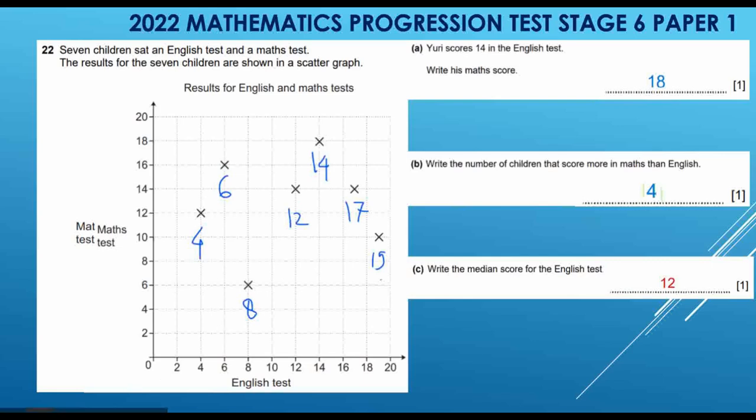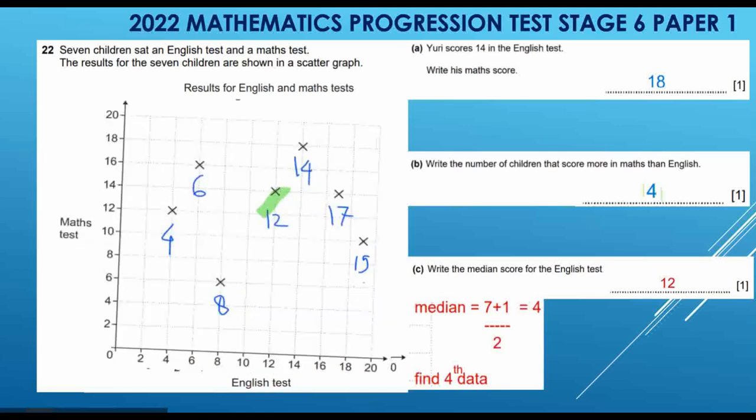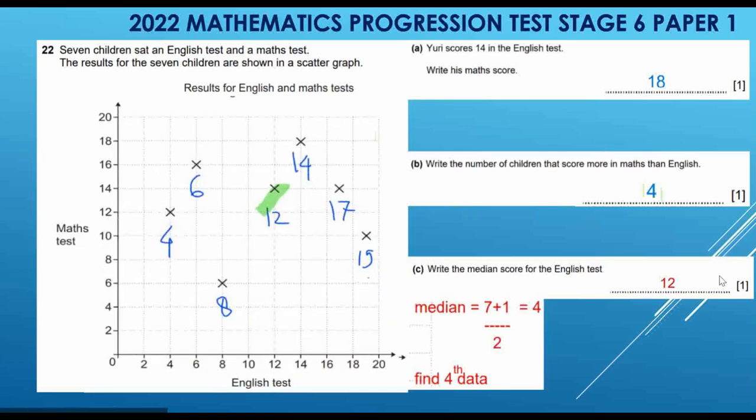So how do we find the median? The total data is 7 children: 1, 2, 3, 4, 5, 6, 7. 7 children plus 1, that is always the formula for median, over 2, so 8 over 2 is 4. So now we find the fourth data: first, second, third, and fourth. So this falls on here. This is the median, 12. That's what we write.